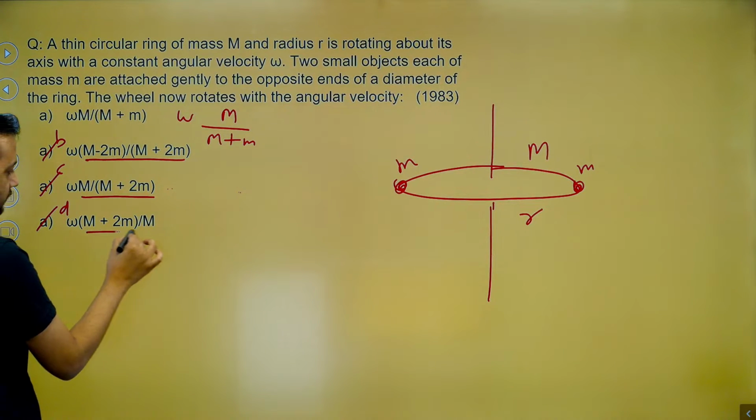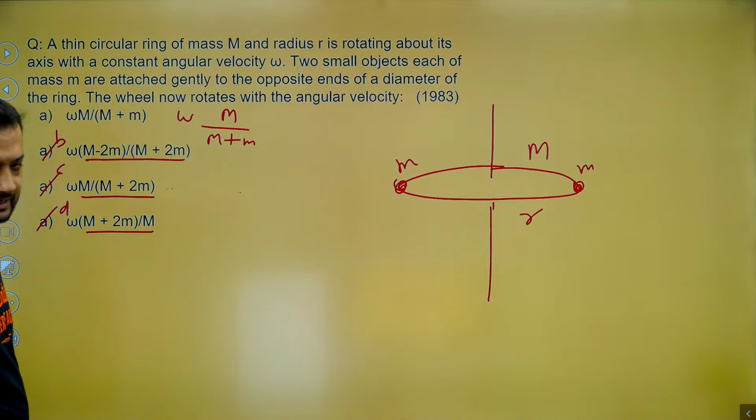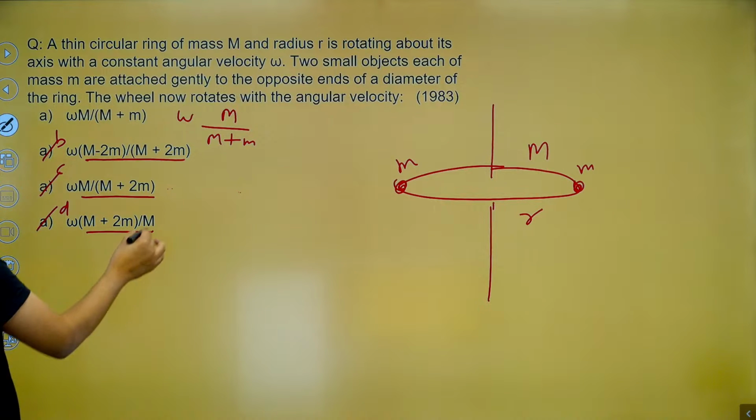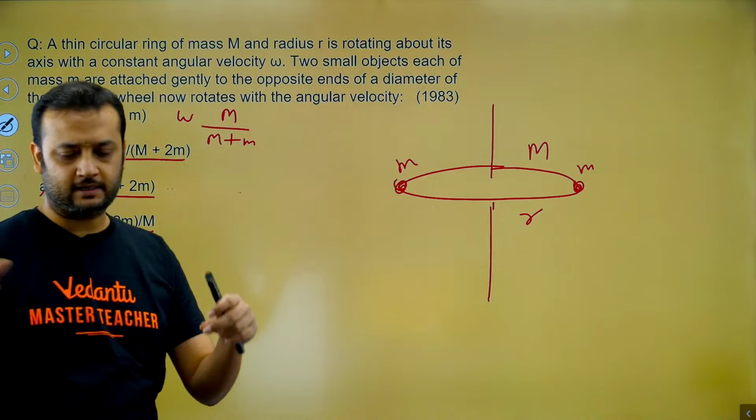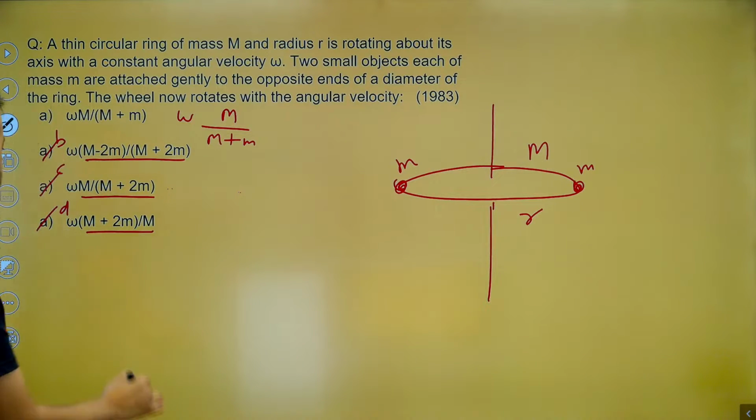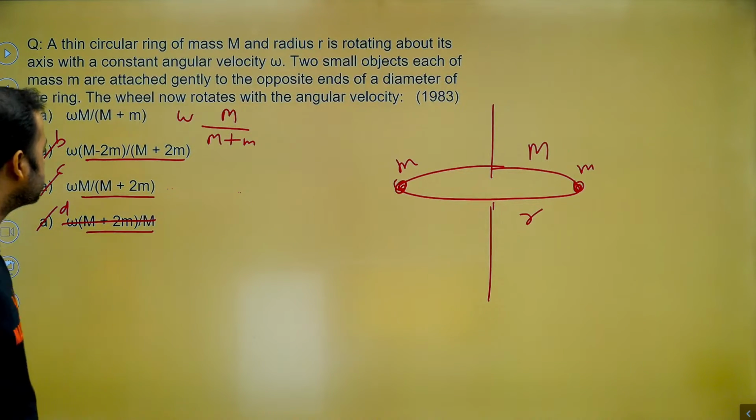But if you check this value, it is greater than 1. Capital M plus 2m by capital M, this value is greater than 1. So option D is saying that the final angular velocity has become more than the initial angular velocity. So this is not possible. If you attach two particles, it will slow down. So option D is definitely wrong.